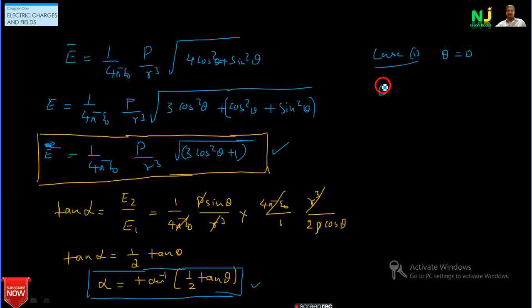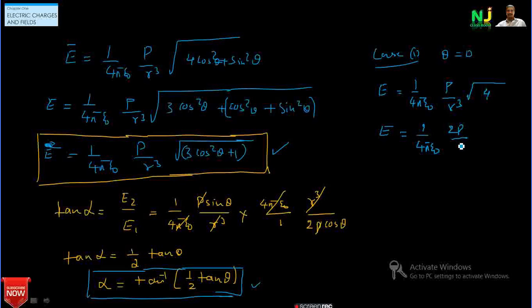Here there is 3 cos square theta. Cos square theta becomes 1, so 3 plus 1 is equal to 4. The square root of 4 is equal to 2. So E is equal to 1 by 4 pi epsilon naught, 2p by r cube. This is the expression for the electric field at any point on the axis. That is case number 1.